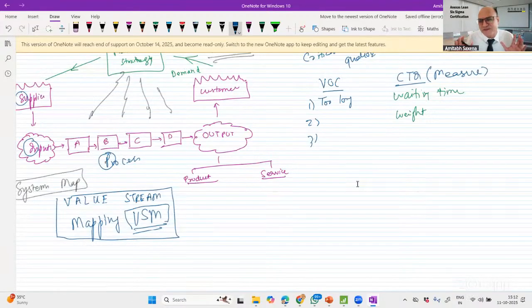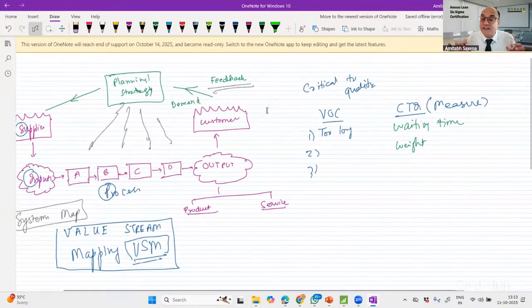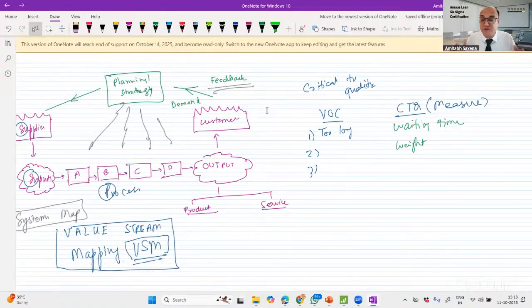To solve the problem, let us start with VSM. People will wonder what you are talking about. We will learn lots of jargon, don't worry. Here we have done the VSM to understand why we are doing it, because the problems are in the processes, not in the people. Problems are not in the people, problems are in the processes. So that is why we are doing a process.